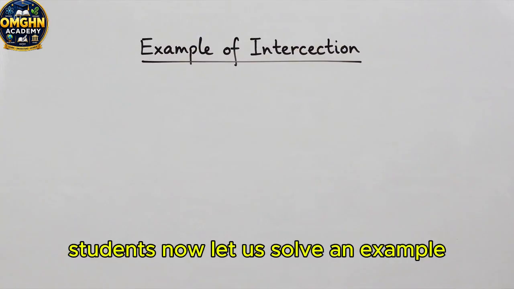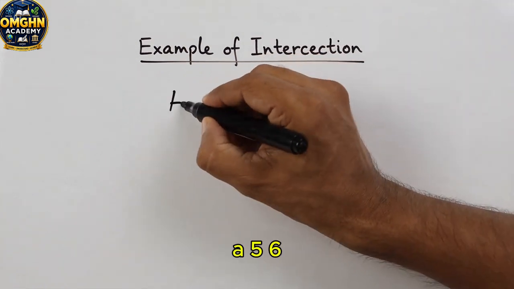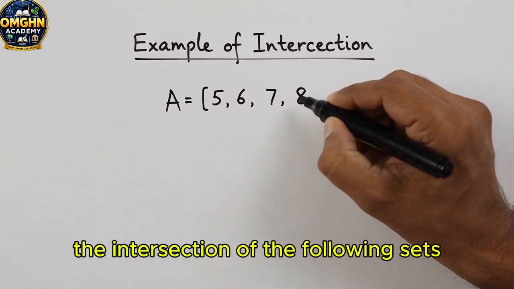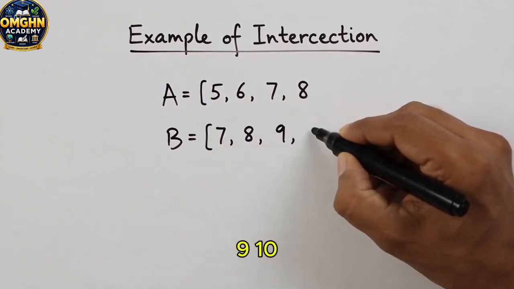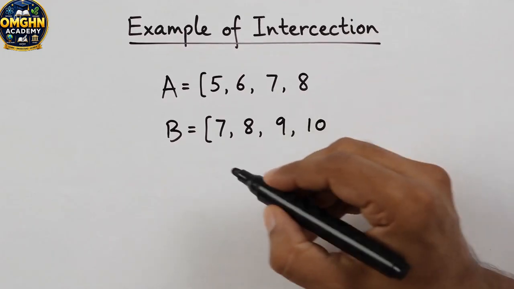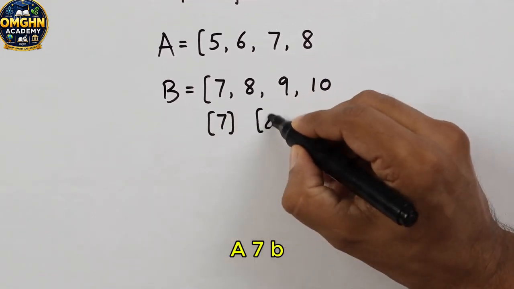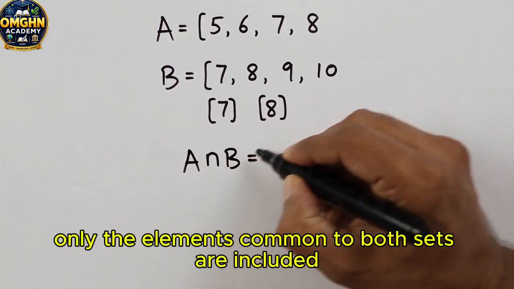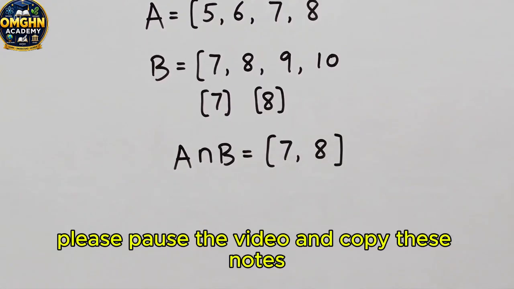Students, now let us solve an example. A is 5, 6, 7, and B is 7, 8, 9, 10. The intersection of A and B is 7. Only the elements common to both sets are included. Please pause the video and copy these notes.